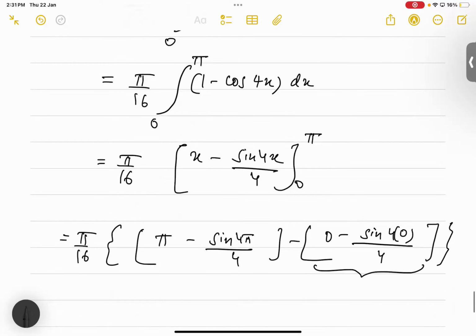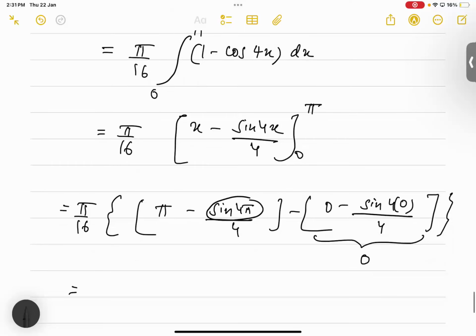What is the value of the second bracket? Because sine 0 is 0 upon 4 is 0. What is sine 4 pi? 0. Sine 4 pi will be 0. 4 into 180, that is 720, right? Sine 720 in the calculator is 0. So what are you left with? This is also 0. We are left with only the pi. Answer will be pi square by 16, which was supposed to be proved. Correct? Yes or no?